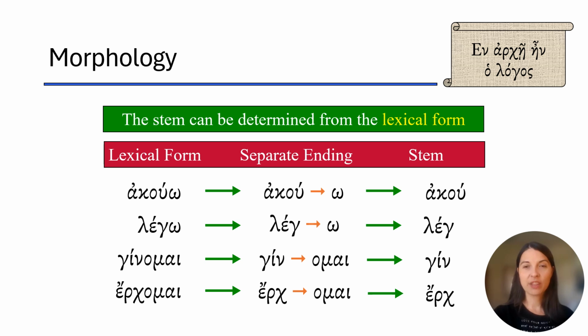One part of the morphology that can be tricky is determining the stem. You can determine the stem from the lexical form. So akouo, you find the stem akou just by dropping that omega. And lego, you drop the omega and you get the leg stem. Ginomai, you drop the omai and you get the gin. And then erchomai, you drop the omai and you get erch. So these are how you would find the stem.